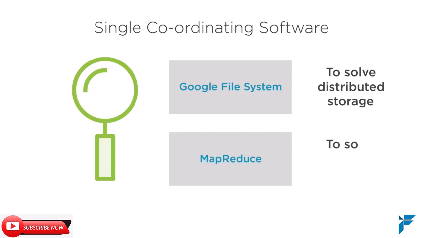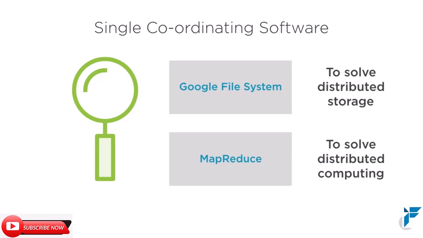MapReduce was used to solve the second problem, the problem of distributed computing, running processes in parallel across multiple machines to take advantage of the inherent parallelism in data crunching tasks and bringing the results of these processes together to achieve something useful, such as lightning fast search results.